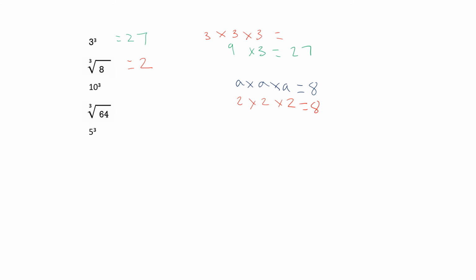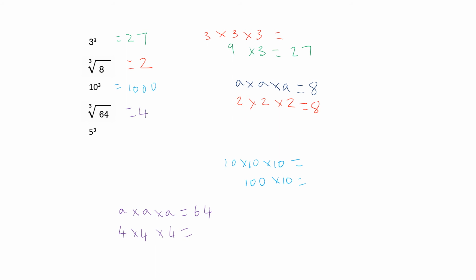The next one we're after is 10 cubed, so that's 10 times 10 times 10. So 10 times 10 is 100, times that by 10 is 1000. Okay, next one we've got is the cube root of 64. So something times something times something equals 64. And in this case, 4 times 4 is 16, times 4 is 64.